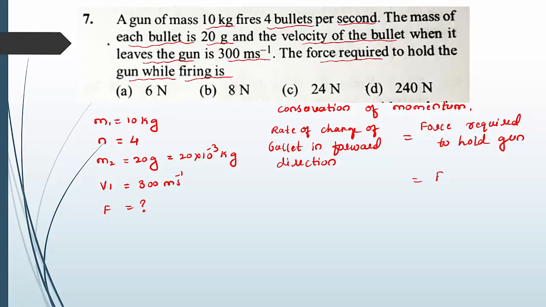So force F, rate of change of linear momentum of the bullet. This is rate of change of linear momentum of bullet in forward direction. Rate of change of linear momentum means we can use momentum formula here. This is almost it is equivalent to mass into velocity. So F equal to, I am going to write there are n number of bullets fired.